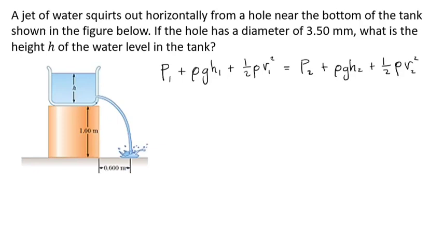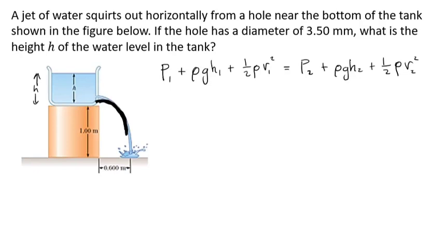Okay, so to make this easy, let's assume that the water is coming out at the bottom here and it's going in that direction. So if this is the direction of the water, what we're looking for is the height. Let me just indicate it here. This is the height that we're looking for, h.